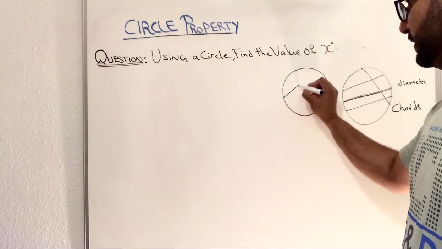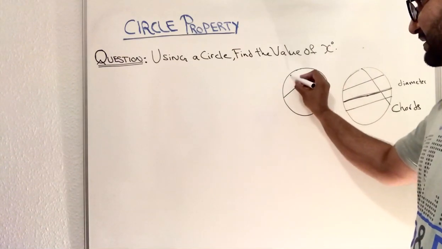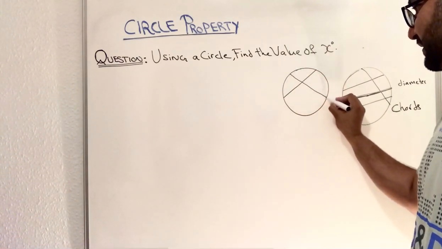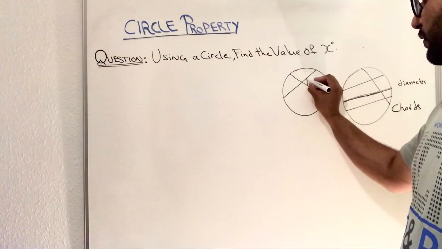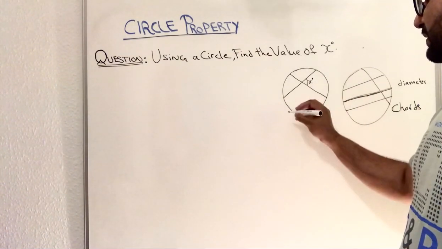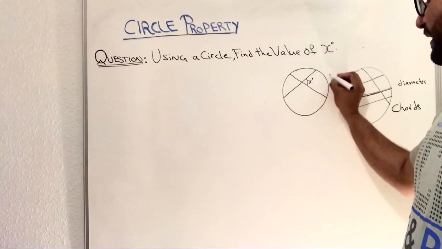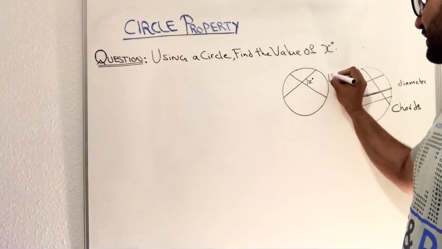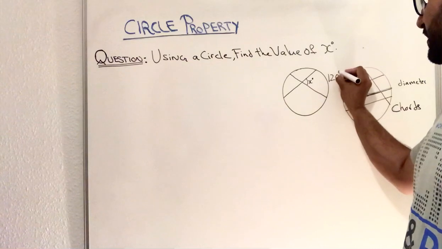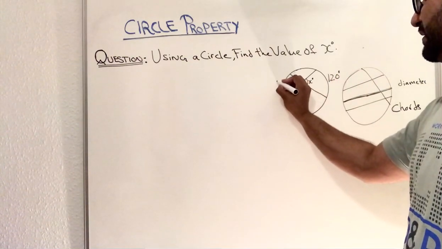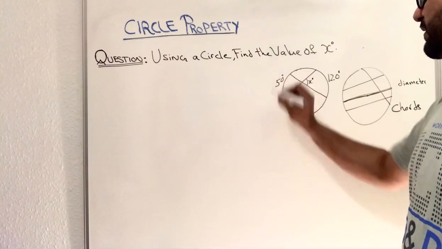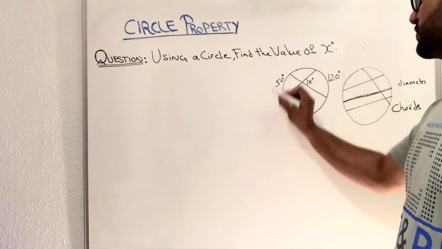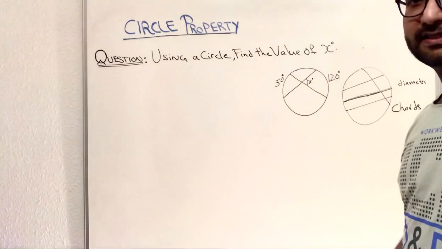So now in here, the question has given two chords. The first chord is given, this is known as a half circle, and the second chord has been given. So now they are asking, can you find out the value of x? And this is a chord, and the angle given here is 120 degrees, and here is 50 degrees. So now we need to find the x angle.